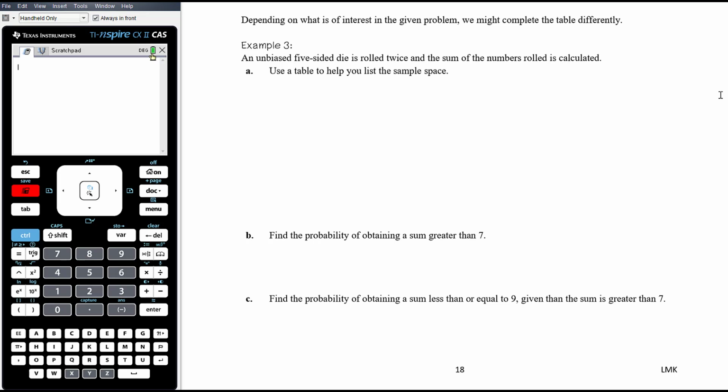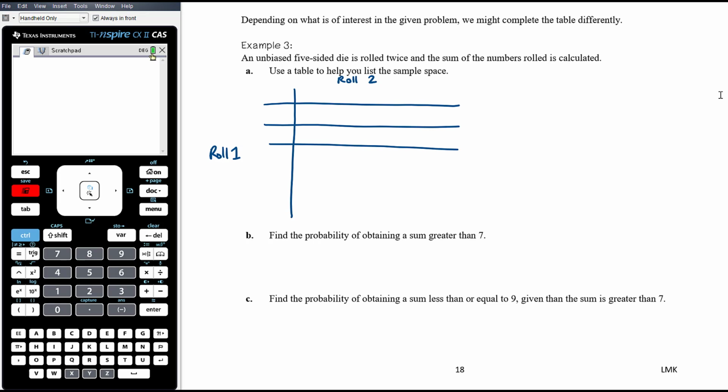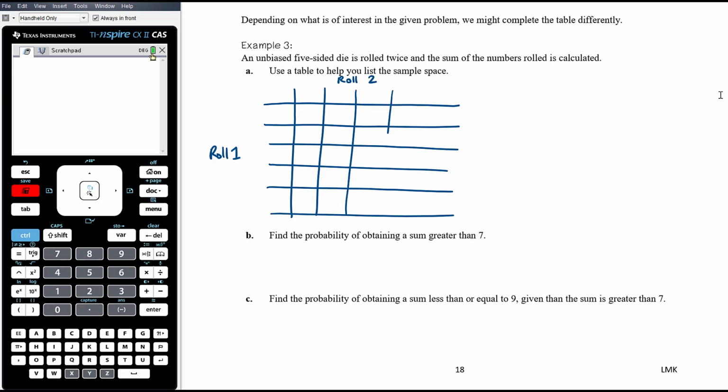We have an unbiased, so that means each side is equally likely to be landed on, 5-sided die, and it's rolled twice and the sum of the numbers rolled is calculated. Okay, use a table to help you list the sample space. So we're going to have our first roll and our second roll, roll 1 and roll 2. And we can get a 1, a 2, a 3, a 4, or a 5.